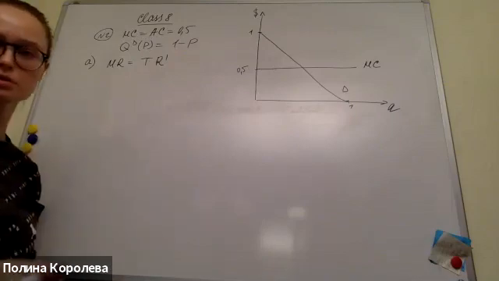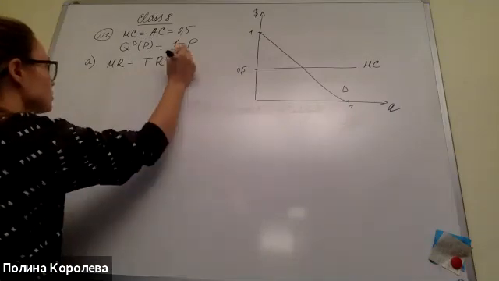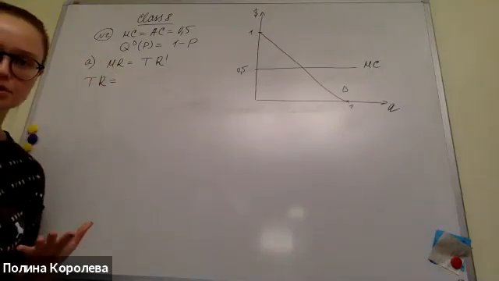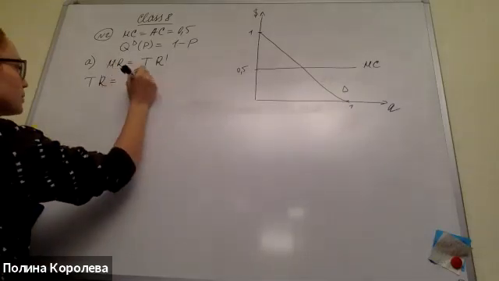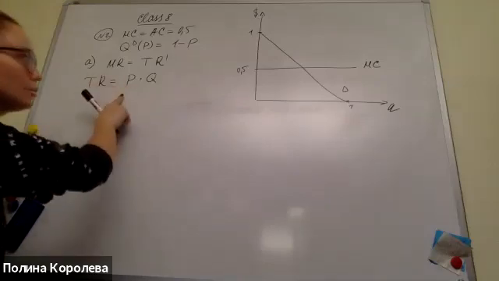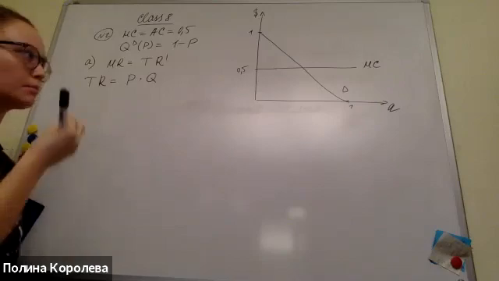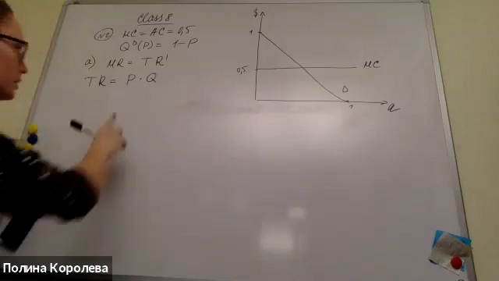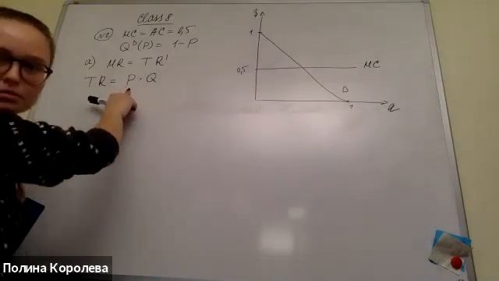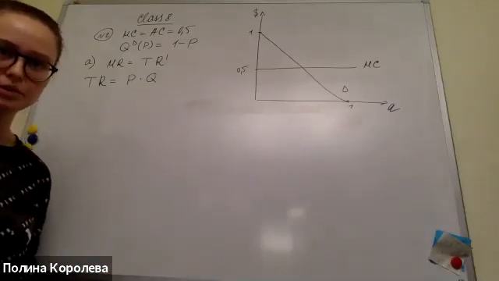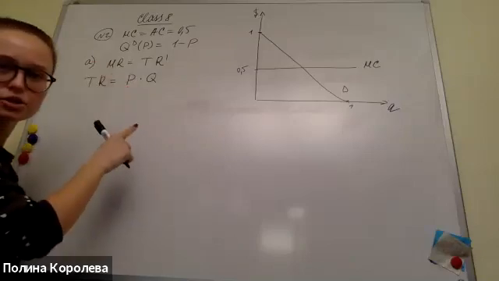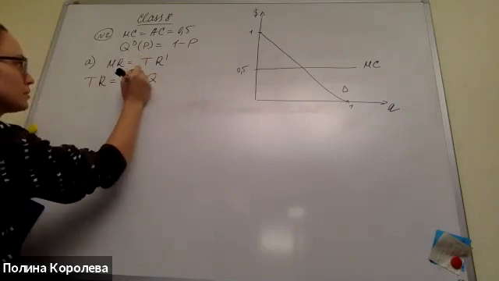First of all, we need to find total revenue. As always, it's price multiplied by quantity. But in a perfectly competitive market, we had price constant for each firm. Now we're speaking about a monopolist, and the monopolist controls the price. It's not constant for him. It controls the demand. All demand belongs to the monopolist. Agree? So here we will put not a constant price, but the inverse demand function as a function of quantity.